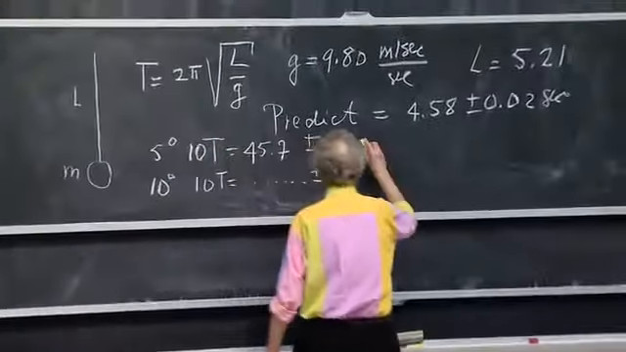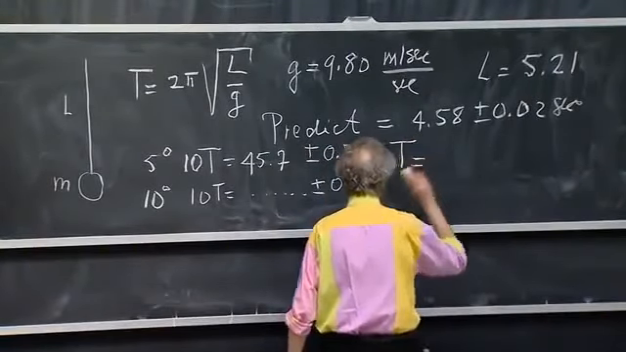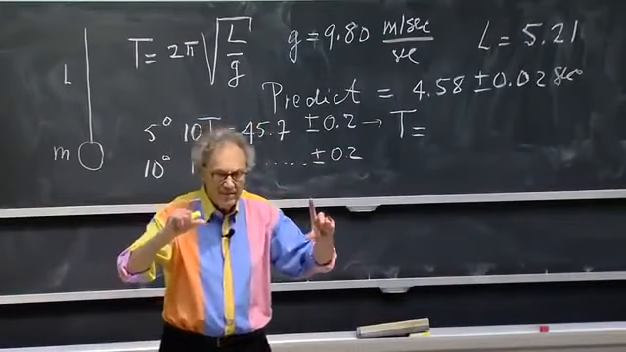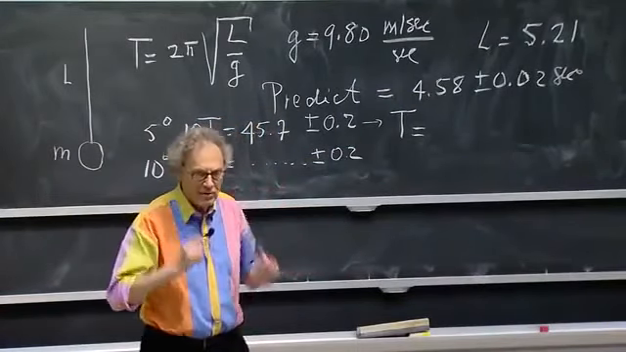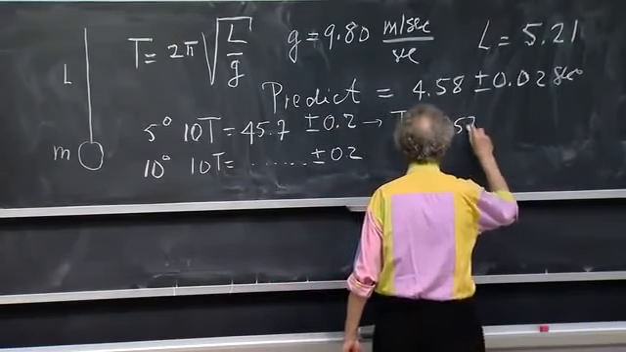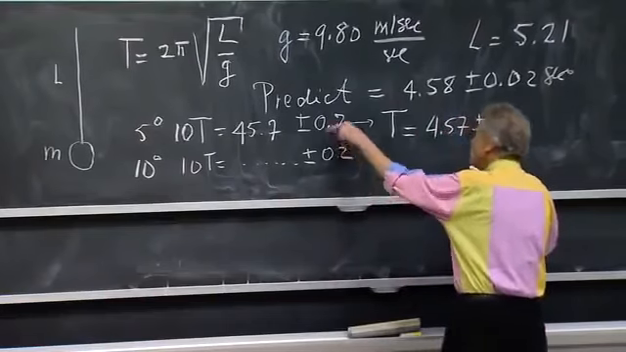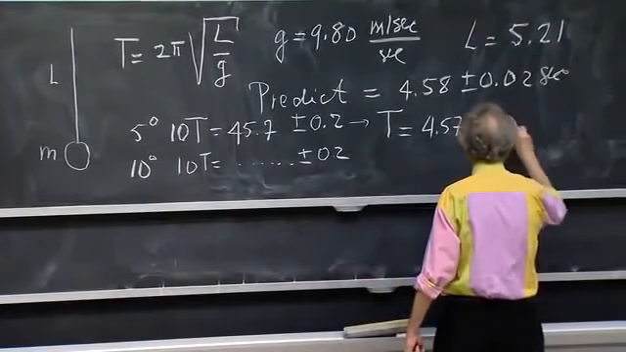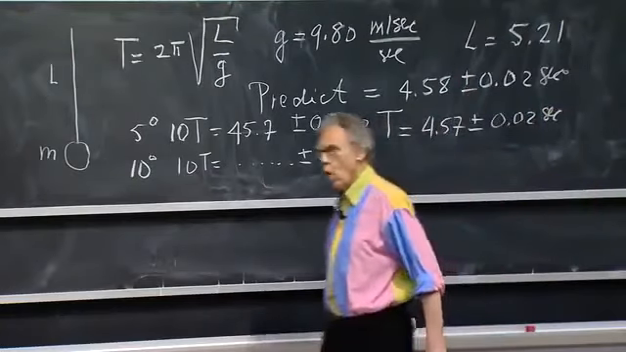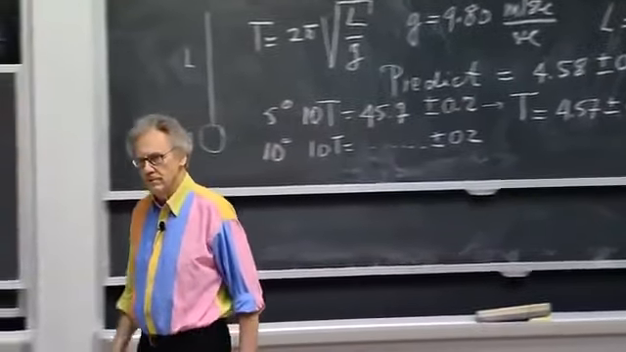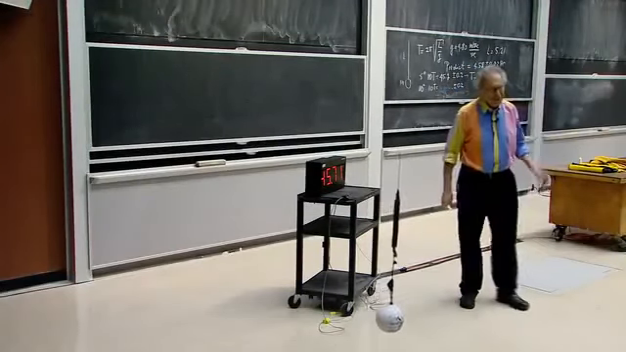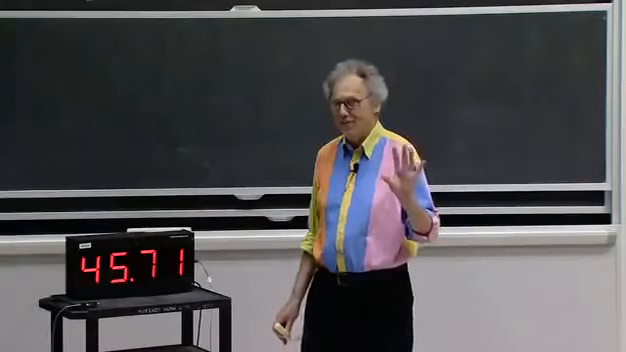45.7, so that becomes that t, that means this whole equation now has to be divided by 10. And now you will see why I measure 10 oscillations. So t is going to be 4.57 plus or minus 0.2 divided by 10, that is plus or minus 0.02 seconds. And you see, comfortably within the prediction. So maybe my reaction time is a little better than 0.2 of a second. Don't count on it because you haven't seen the rest yet.